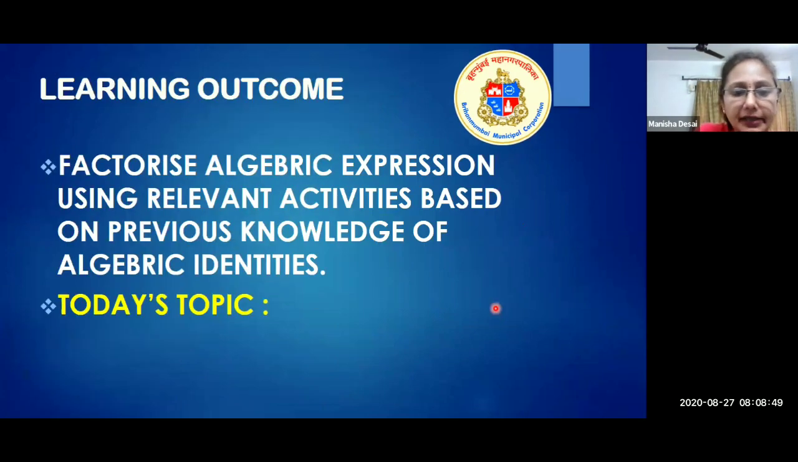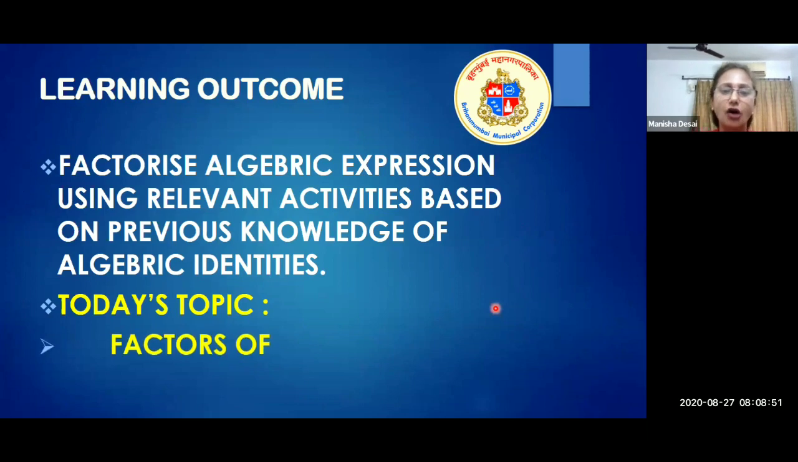So today we are going to learn about factors of a cube plus b cube and a cube minus b cube.